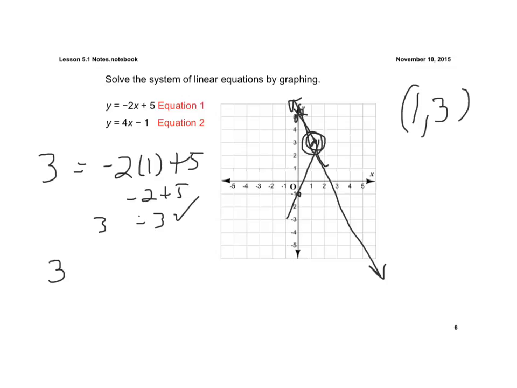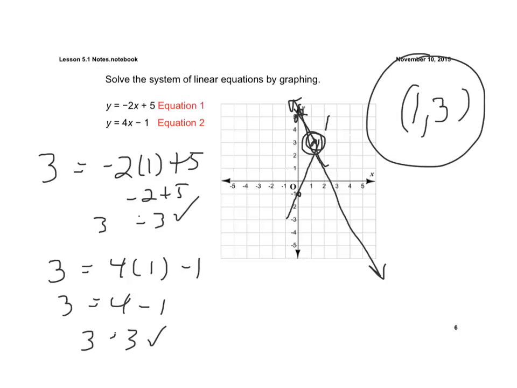So I have 3 is equal to 4 times 1 minus 1. 3 is equal to 4 minus 1. 3 is equal to 3, and it checks. So yes, the solution to this system, or where these two lines intersect, is at the point (1, 3).